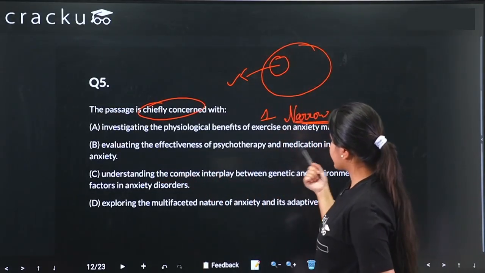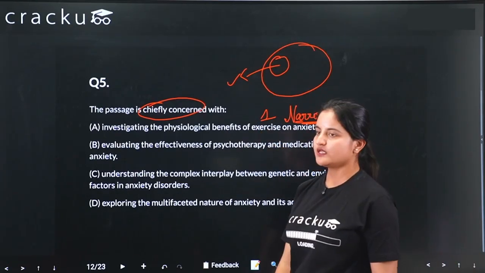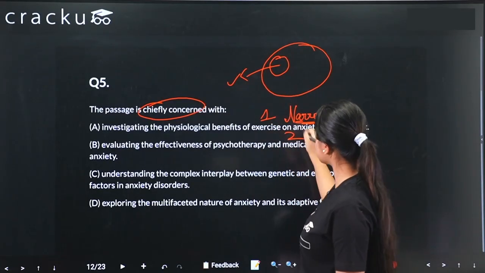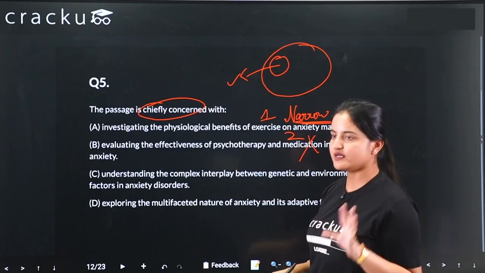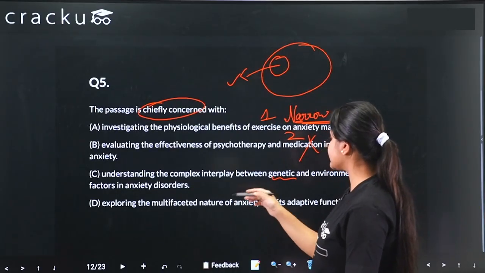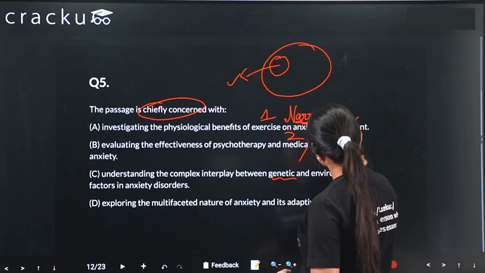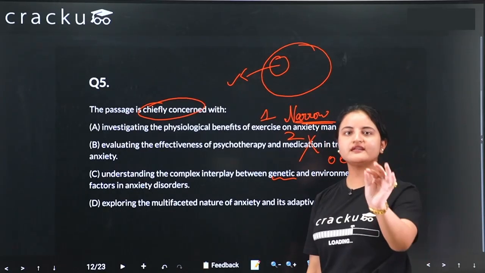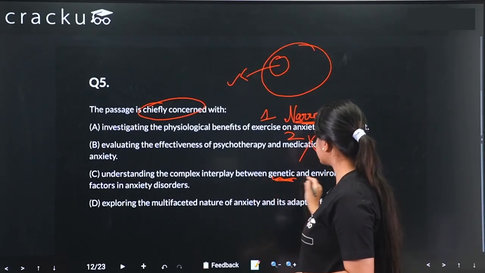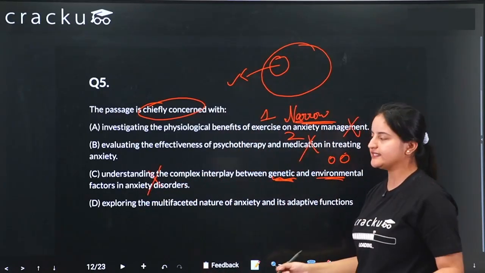Evaluating the effectiveness of psychotherapy and medication in treating anxiety. So, is that the primary concern? This is 2 paras out of the whole thing. So, this is again narrow, same issue, kill, immediate. Understanding the complex interplay between genetic and environmental factors in anxiety disorder. So, is the passage all about that? It was just said in one line that the scientists are trying to study that. Nothing was even written about genetic and environmental factors. So this is again wrong. This is not even discussed in detail.